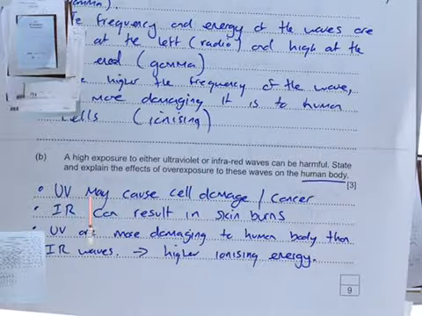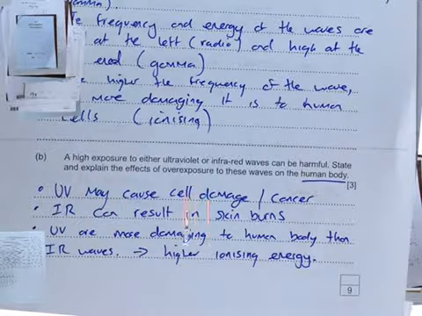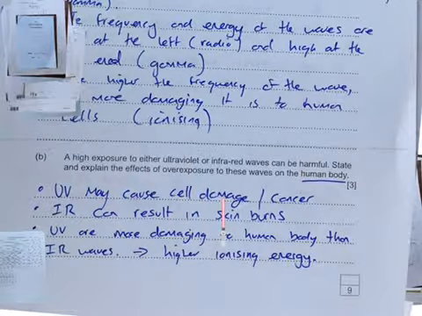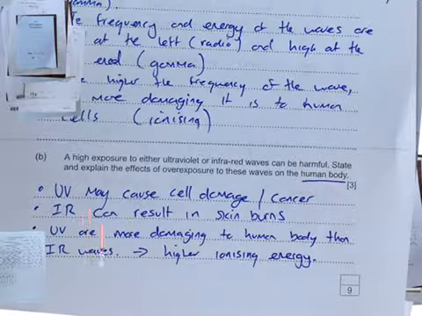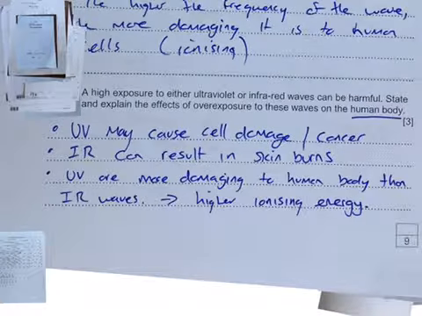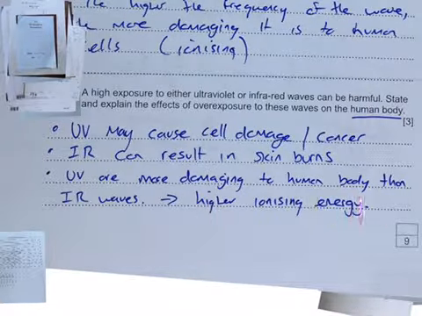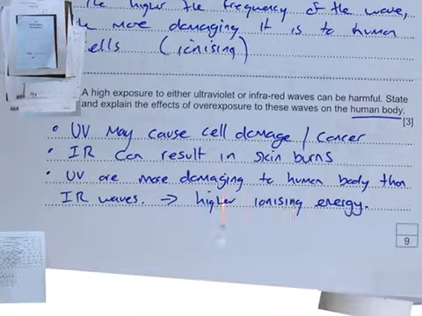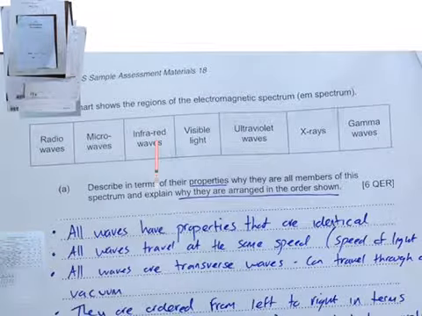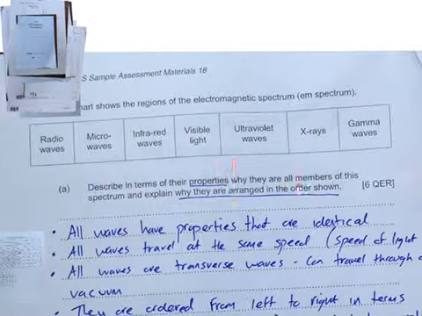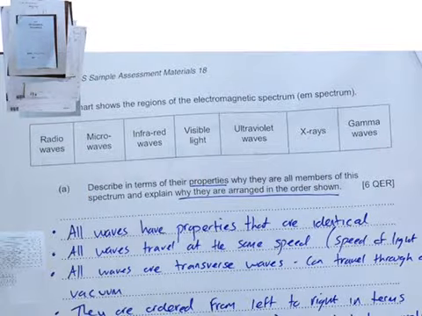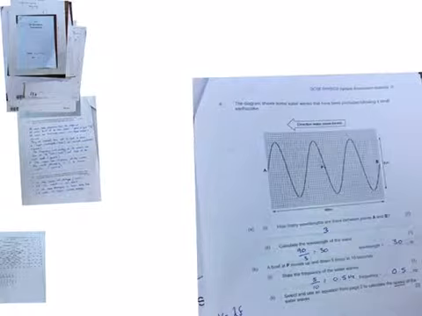So UV, because of the UV protection cream and all that, we need to wear it in the sun because it can damage your skin, it can damage your cells and cause cancer. Whereas infrared, it can result in skin burns. If you put your hand in a toaster, I'm sure it would burn. But I'm going to say UV is more damaging to the human body because it's higher ionization energy. It's got a higher frequency. Okay, so if you look, infrared's down here, ultraviolet's there. So generally, the more towards this end you get, the more damaging it is.